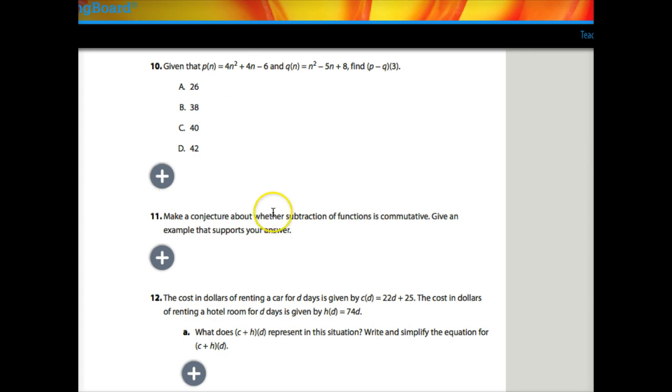So again, it may be multiple choice, but you have to have work because it's asking you to find functions that you can't find in your head.